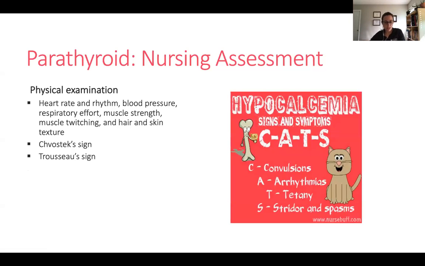As far as the physical examination, you want to know the heart rate and rhythm, blood pressure, respiratory effort, twitching of the muscles, hair and skin texture, and then the Chvostek and Trousseau signs are both tests that are indicative of hypocalcemia. And then a little picture for you to remember hypocalcemia signs and symptoms. So CATS: convulsions, arrhythmias, tetany, and then stridor and spasms.